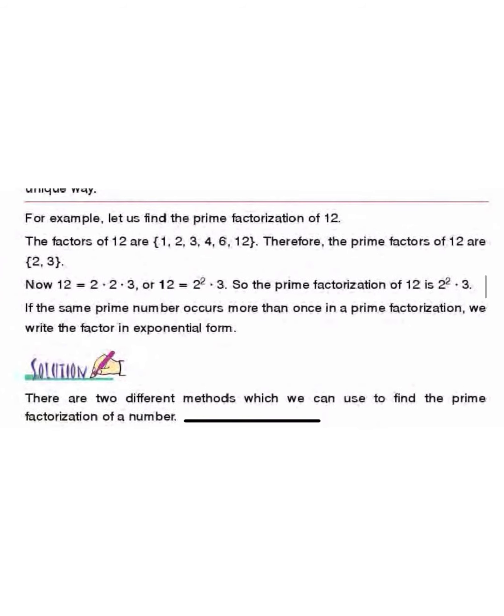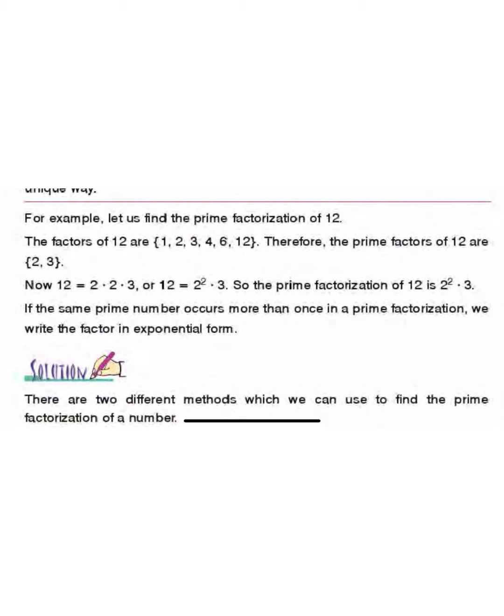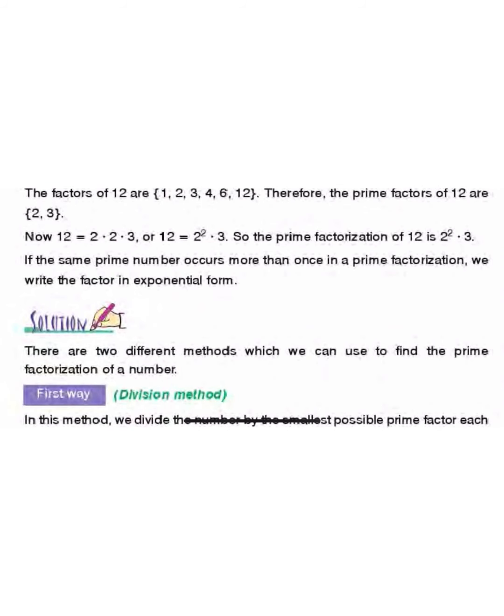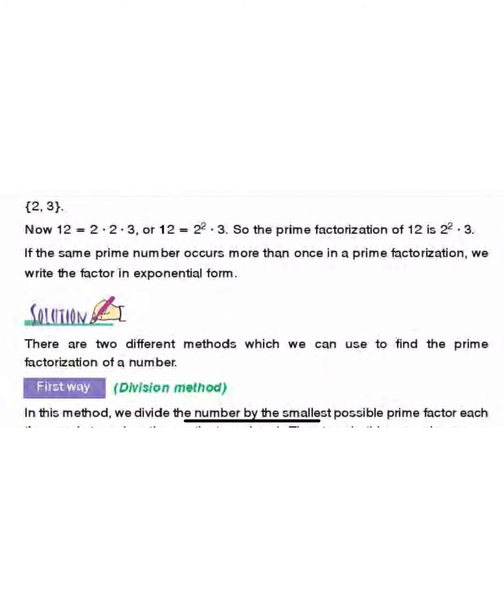Now, 12 equals 2 times 2 times 3, or 12 equals 2 squared multiplied by 3. So the prime factorization of 12 is 2 squared times 3. If the same prime number occurs more than once in a prime factorization, we write the factor in exponential form. Exponential means exponents.